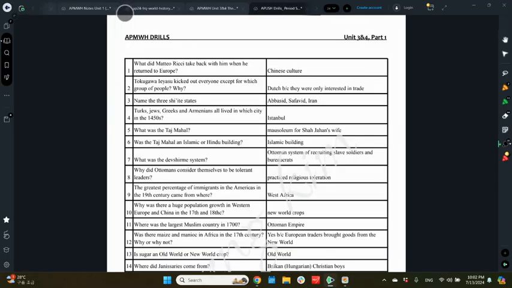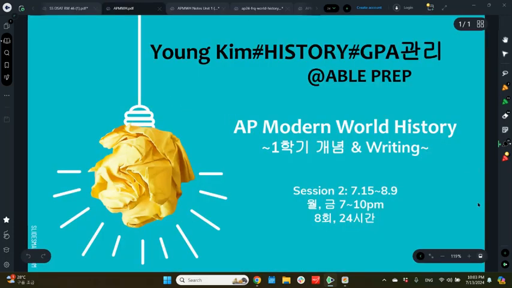So to wrap up, if students this summer have time, it's highly recommended that they take this class. It will give them a head start on learning the information and learning basic writing skills, and it will help them sort of adjust to AP classes and help them study a little bit more efficiently. It gives them a good head start compared to their peers. So I highly recommend summer classes.